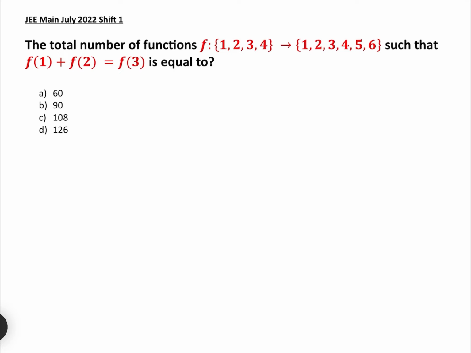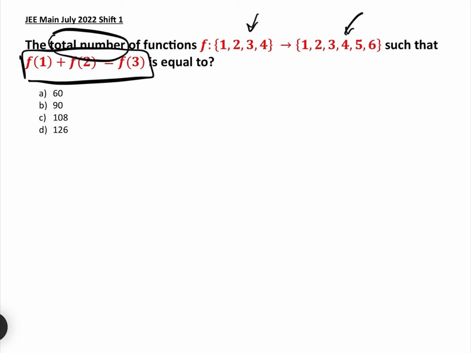Okay, now the main problem with these actually is understanding what the question is actually saying. So what it's asking for is the total number of functions. Here is the domain 1, 2, 3 and 4, and here is the codomain 1, 2, 3, 4, 5 and 6, and they're giving us this constraint that f1 add f2 is equal to f3.